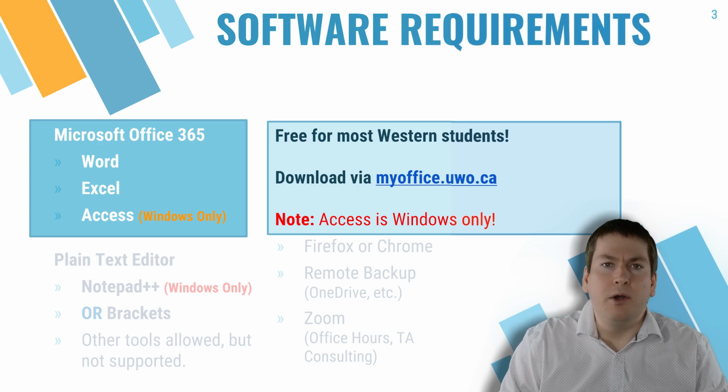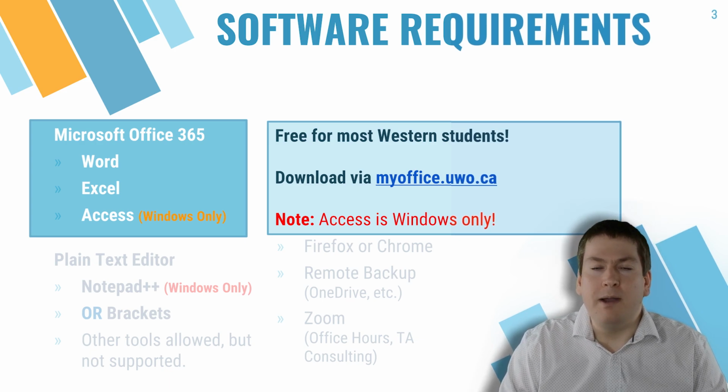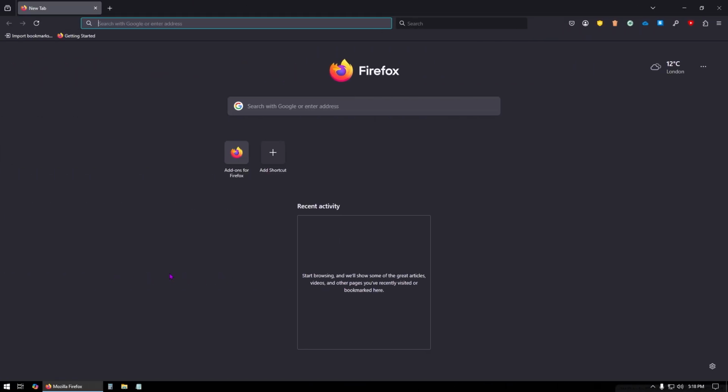We'll talk a little bit about what some of your options are if you only have a Mac computer. But for now, we're going to take a look at how you can install Office on your own home computer. So if you want to install Microsoft Office 365, first go to myoffice.uwo.ca.